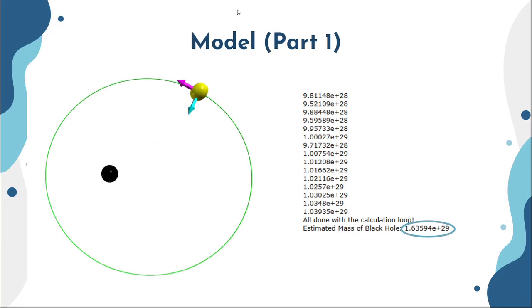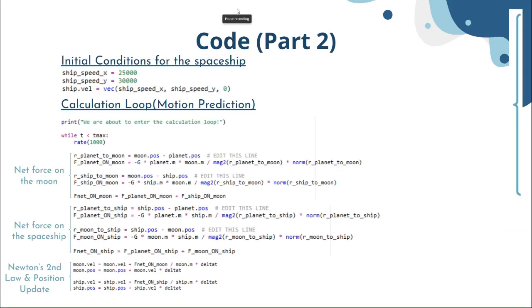In the model, the magenta arrow represents the parallel force, which shows any change in the star's speed. The cyan arrow represents the perpendicular force, which keeps the star moving around the black hole. The estimated mass of the black hole is 1.6 times 10 to the power of 29 kilograms. The initial velocity of the spaceship directly affects how it moves under gravity. The goal is to adjust these values so that the spaceship doesn't crash into the planet or moon.